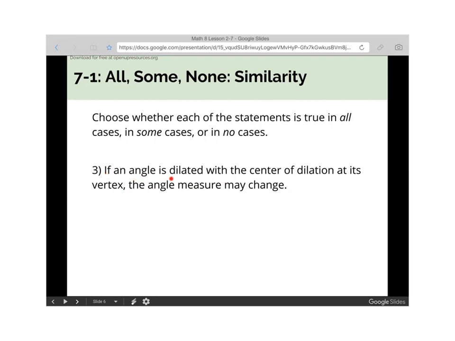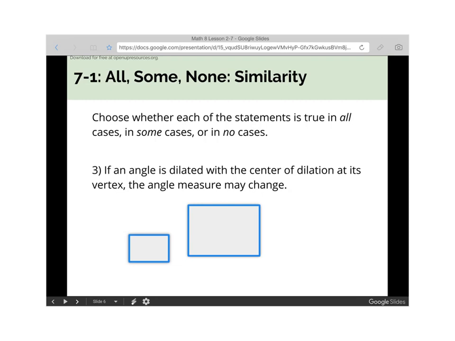Let's move on to number 3. If an angle is dilated with the center of dilation at its vertex, that angle measure may change. Basically, this one is asking if you have a shape and you dilate it using one of its corners. Let's take this shape and dilate it, make it bigger. Will the angle measures change from the original shape? What do you think?